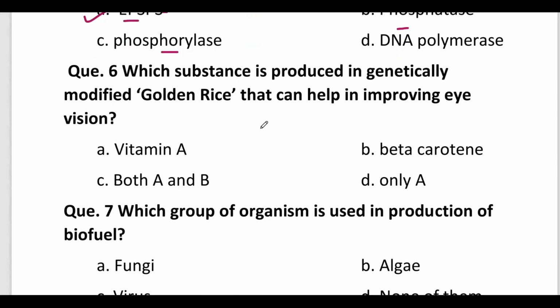Next question. Which substance is produced by genetically modified golden rice that can help in improving eye vision? Vitamin A, beta carotene, both A and B, or D, only A. This beta carotene is the precursor for vitamin A. So both A and B will be our right answer. Both these compounds are produced in golden rice, which can cure blindness in eyes.